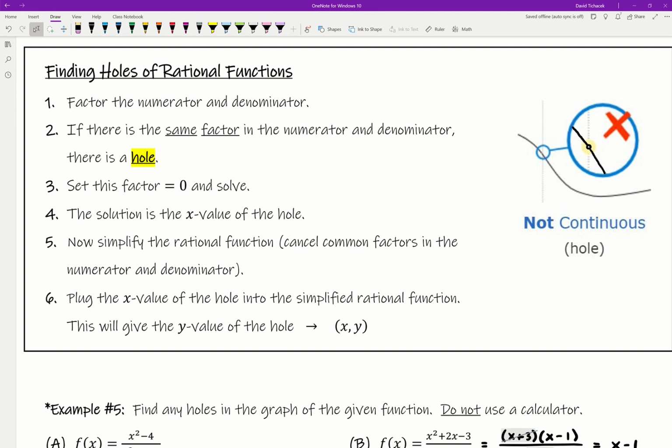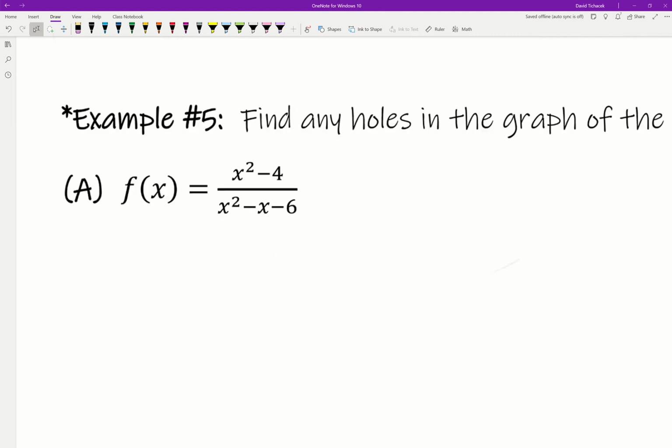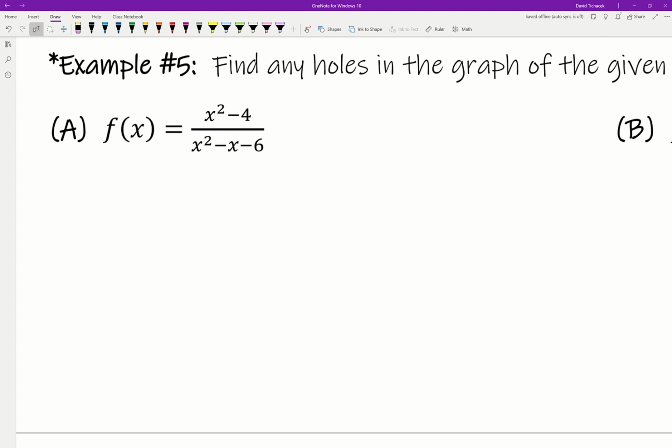And instead of strictly reading through them just by themselves, I just want to take you through an example where we're finding some holes of a rational function, okay? So here's part A, f of x is equal to x squared minus 4 all over x squared minus x minus 6. So this is a degree 2 over a degree 2.